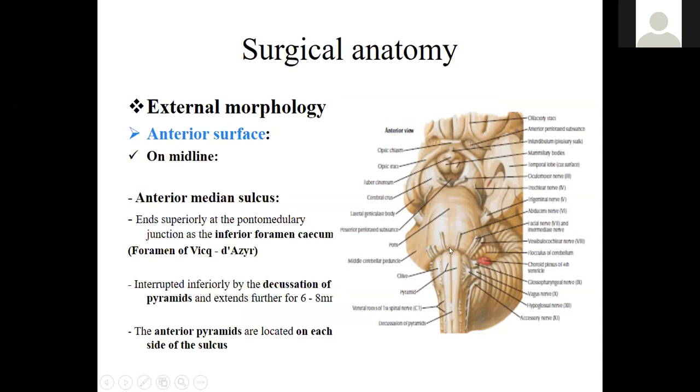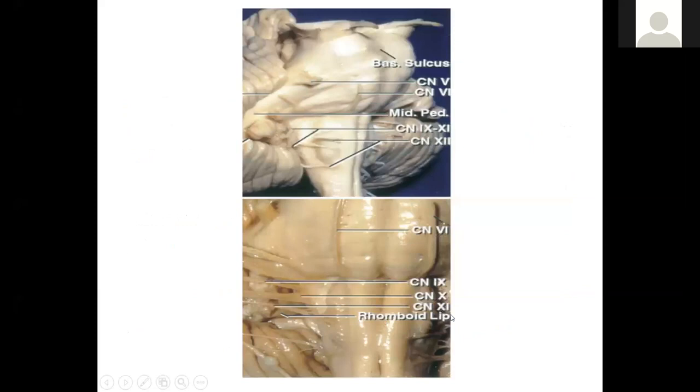as the inferior foramen cecum. It is interrupted inferiorly by the decussation of the pyramids, and extends further 6 to 8 millimeters. It is located at the level of the pyramid, in the middle, and on both sides of the sulcus we have the pyramid. So we have the anterior median sulcus of the medulla oblongata.